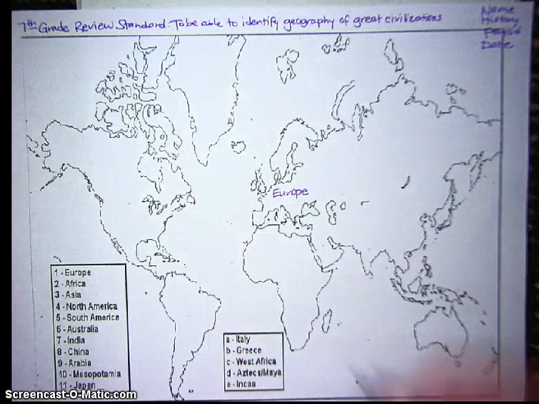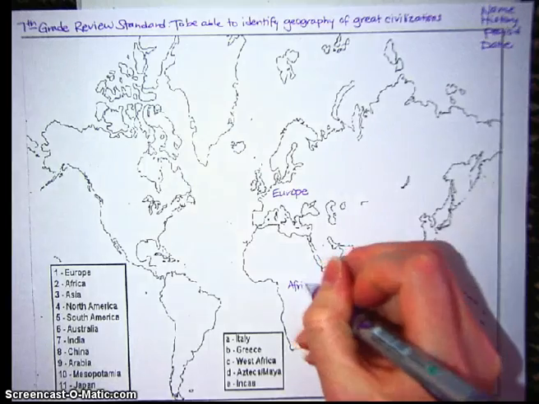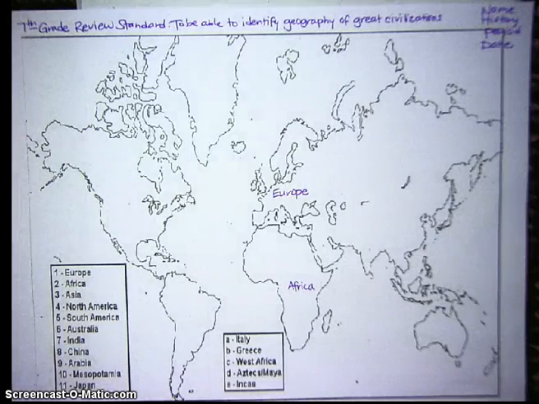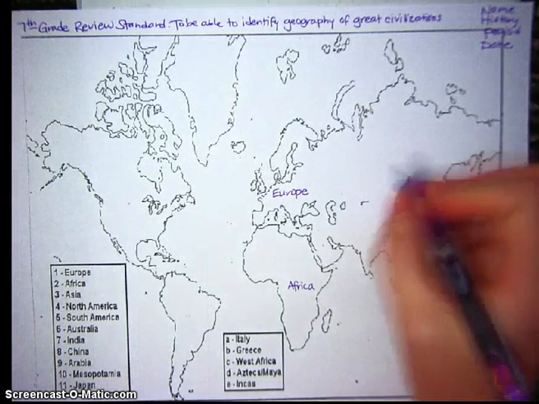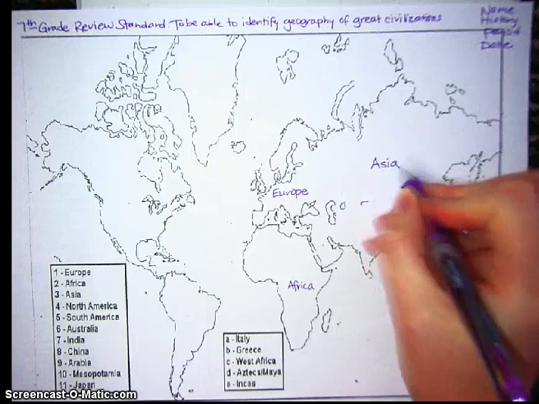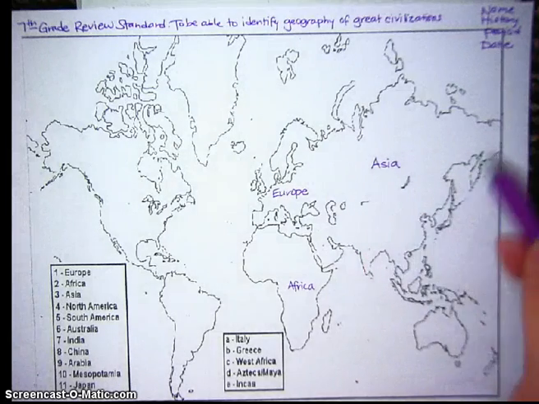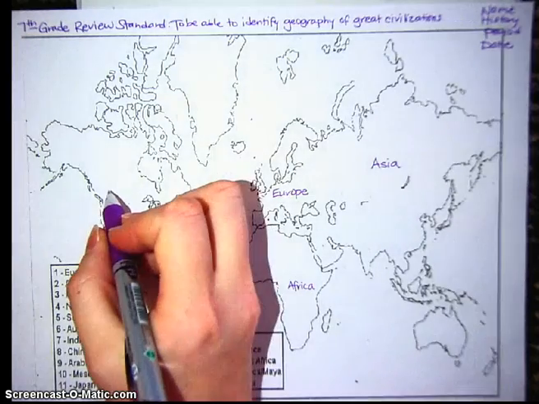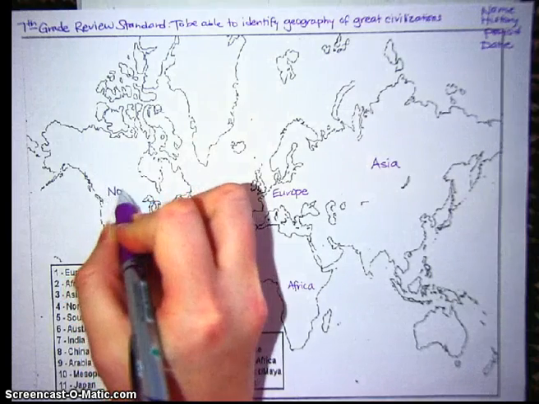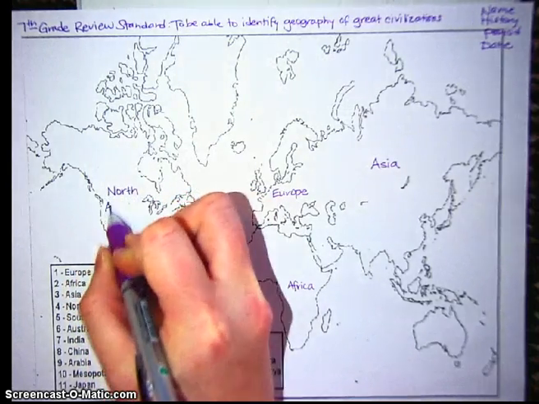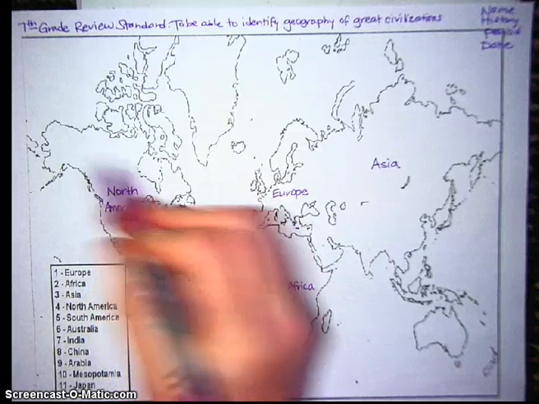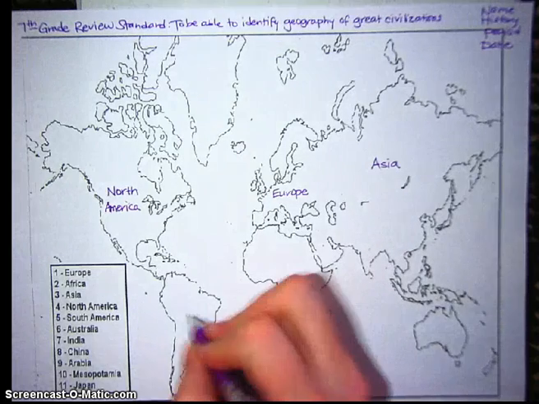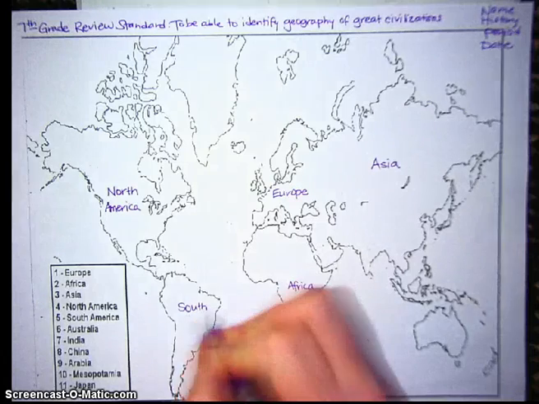Number 2 is Africa. Africa is right down here. Actually, Africa is all of this. This whole thing's Africa. 3 is Asia. Asia is this large land continent over here. This is all Asia over here, considered Asia. 4 is North America. That's us. That's this whole area right here is considered North America. 5 is South America. It's the bottom part of America.